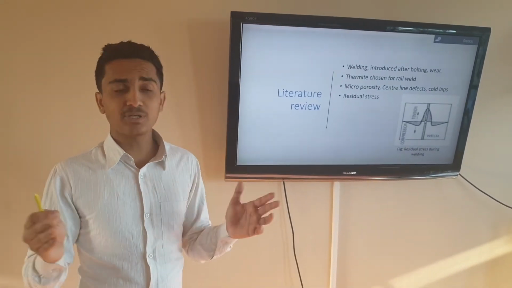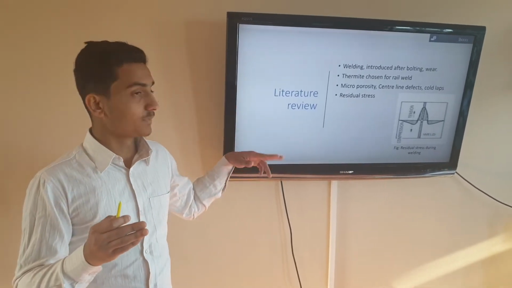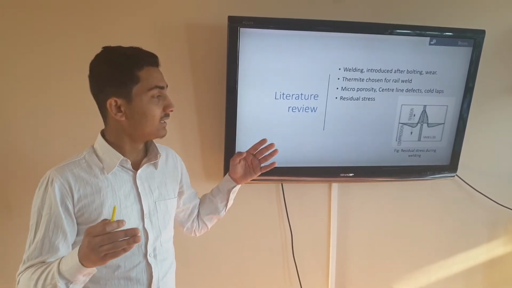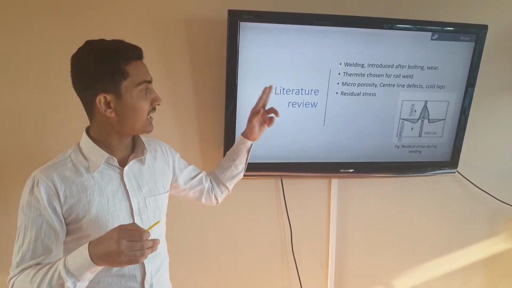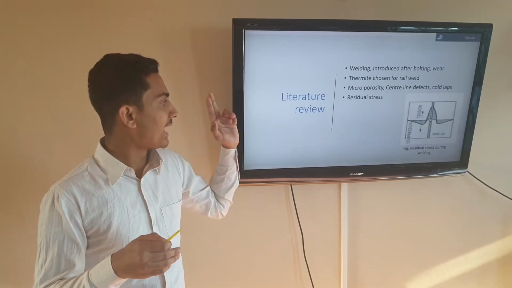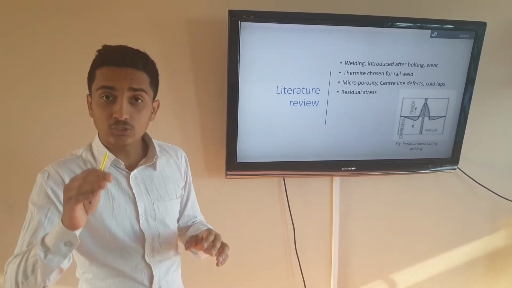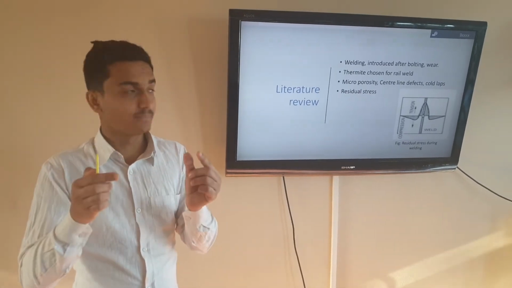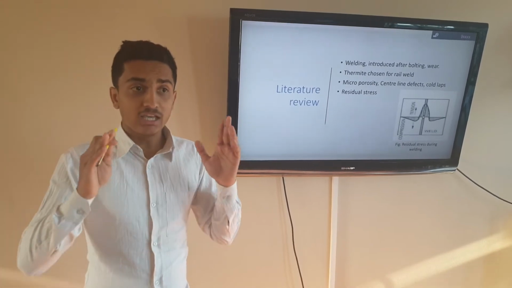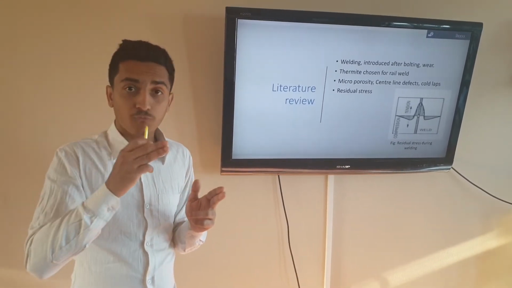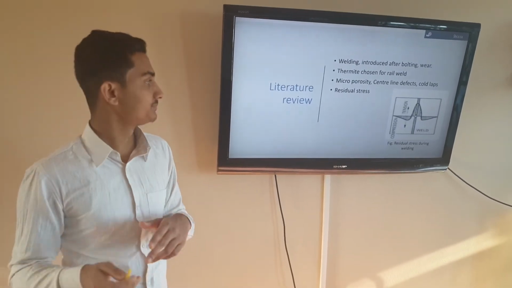But also, every process has its disadvantages. Like that, thermite welding has disadvantages in these major topics: microporosity, centerline defects, core lapse, and residual stress. Microporosity is the process of forming small pores in the weld, and the core lapse is the insufficient fusion between two joining components.